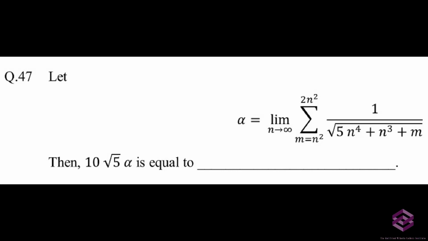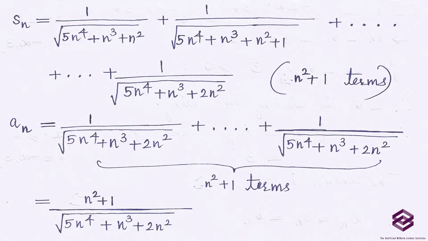Now here comes question number 47. This question is a little bit difficult for many of the students because this is not a direct question. In this question, we have to find out the limit as n tends to infinity of a particular summation. The summation ranges from n square to 2n square. So there are a total of n square plus 1 terms.